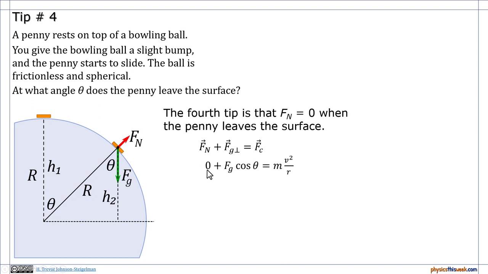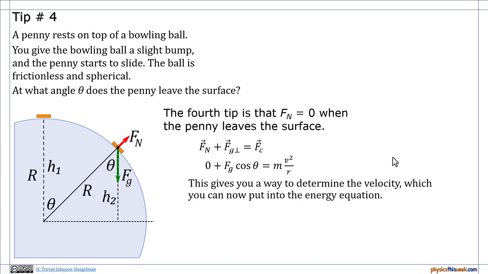So because the normal force at this last moment is equal to zero, we have zero is equal to the gravitational force times the cosine of theta is equal to the centripetal force in the form of mv squared over r. This gives you a way to determine the velocity, which you can now put into that initial energy equation that we had at the beginning.